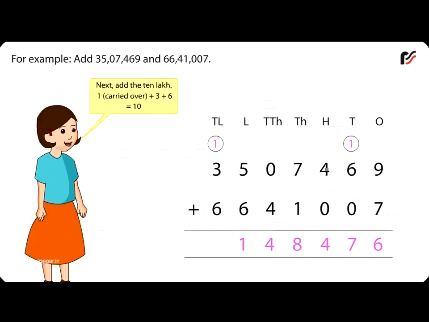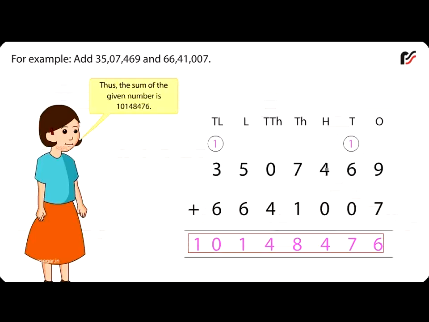Next, add the 10 lakh. 1 carried over plus 3 plus 6 is equal to 10. Write 0 under 10 lakhs column and 1 in next column. Thus, the sum of the given number is 1 crore, 1 lakh, 48,476.